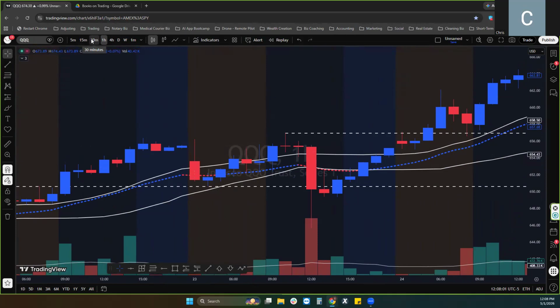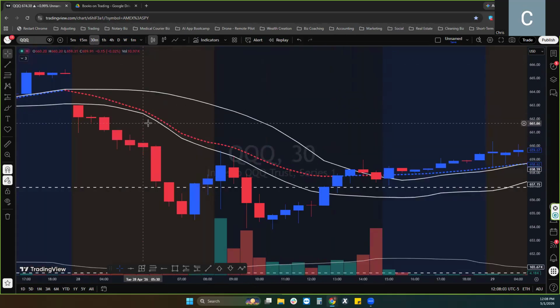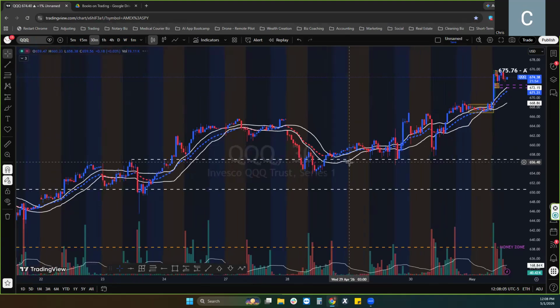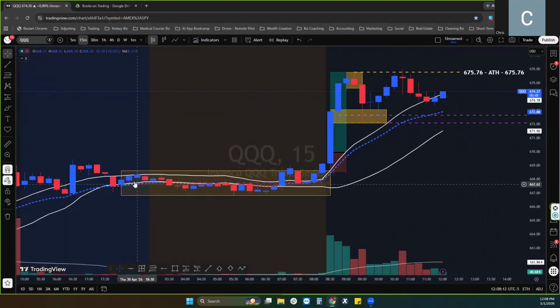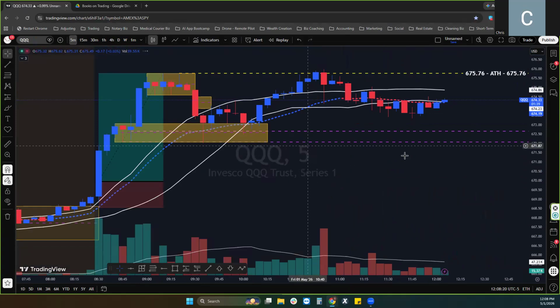The second thing I'll do is drop down and look for a consolidation, which you can see right here on the 30-minute. Drop down to 15. That consolidation is still holding. We have a breakout, retest, and then a continuation. And I'll drop to the 5. You can see it better.